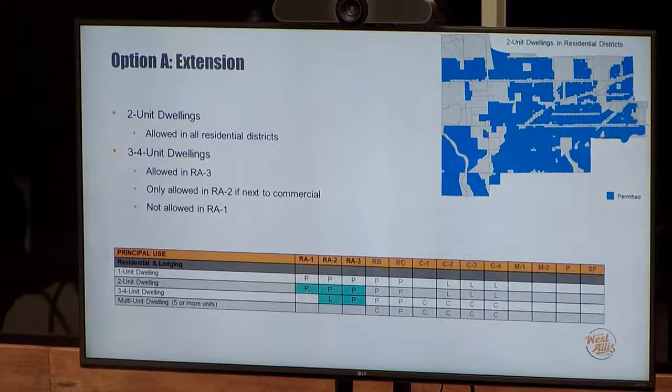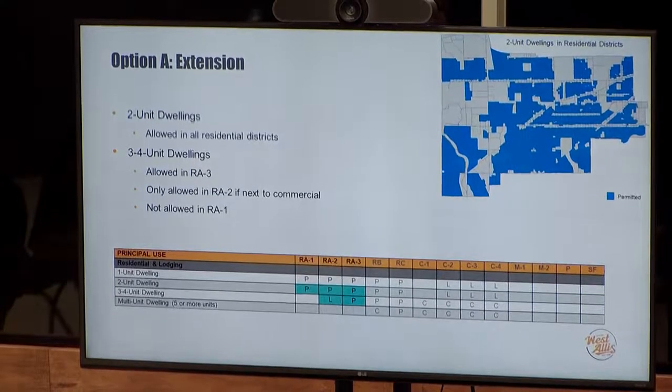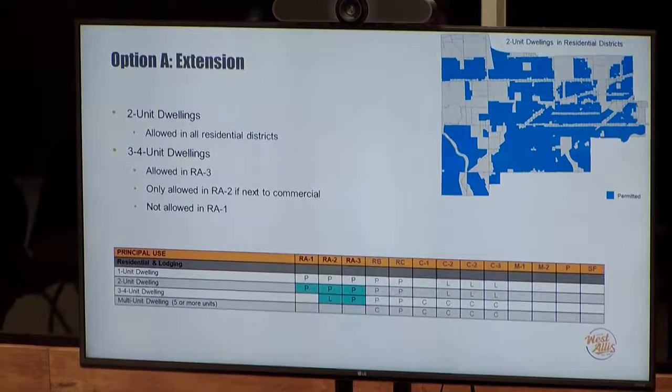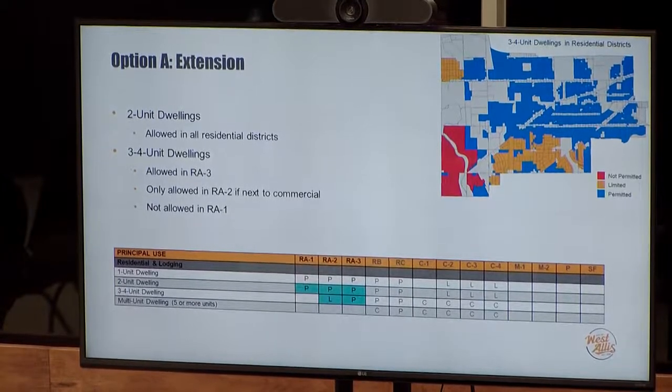This would be an extension where we would allow duplexes in all of the residential zoning districts, including those RA districts. So this map on the right would show where those duplexes could be. This map would show where the 3 to 4 unit buildings could be. This would be allowed in RA3 in this option, and it would be allowed in RA2, similar to how duplexes were allowed before, where it would have to be next to a commercial property, but it would not be allowed in RA1, to keep that neighborhood character the same.